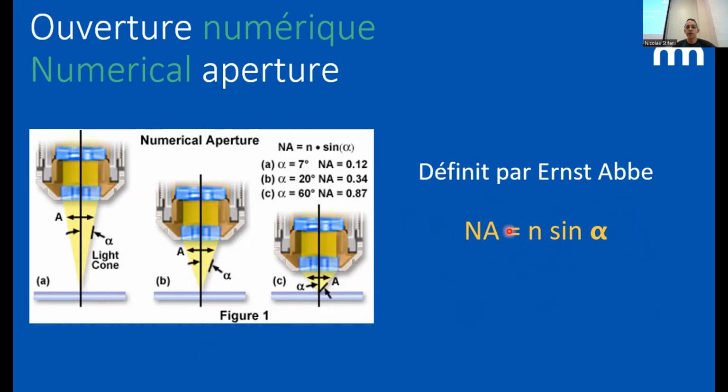Let me show you what NA means. The N is the refractive index I told you about, so we'll reuse it here. The alpha is basically the angle between the sample that is here and the cone of light that goes into the microscope. If you have a very narrow cone, the alpha is going to be small, so the aperture is going to be small. If you go to this NA, the alpha is going to be large, 60 degrees, and the NA is going to be 0.87. Okay, but why is this important?